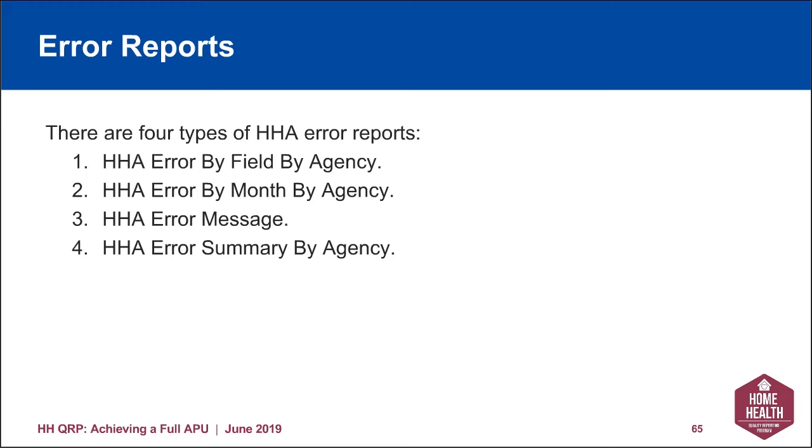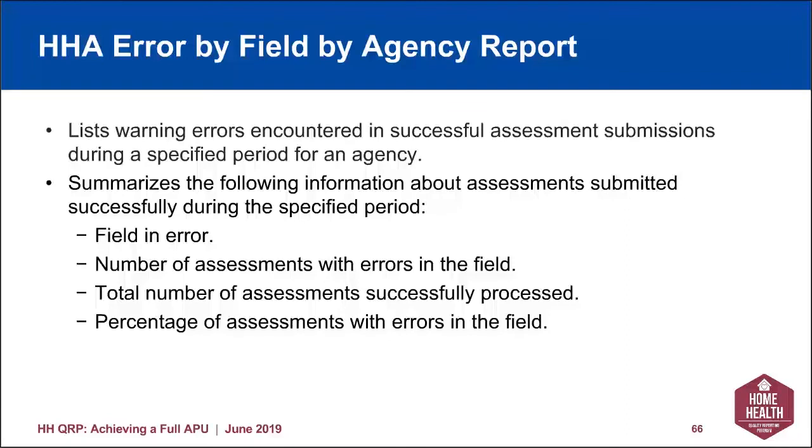There are 4 types of home health agency error reports. These are intended to help you identify issues with OASIS submission and acceptance. By understanding and correcting these issues, you can significantly increase your QAO compliance rate. The 4 types are error by field by agency, error by month by agency, error message, and error summary by agency. We are going to walk through these quickly, so I recommend that you go back afterward and pull up your own so that you can look at them in more detail with these slides next to you.